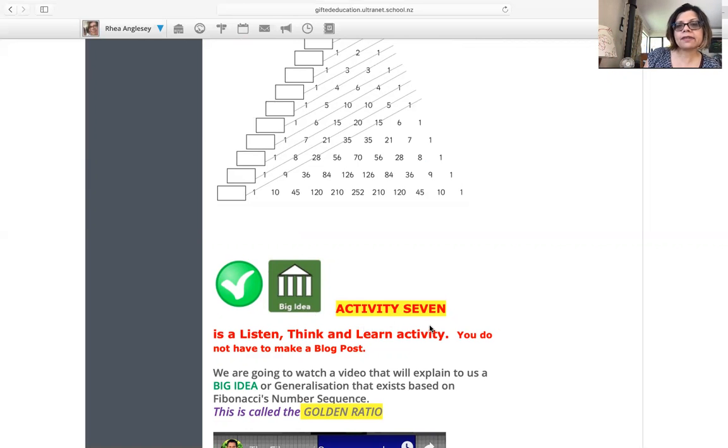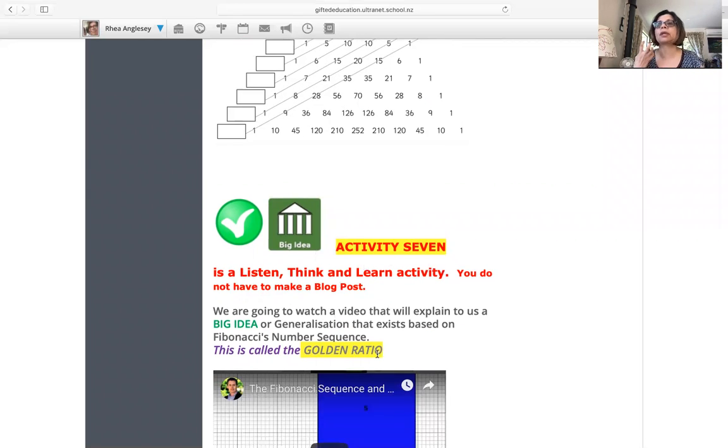So activity 7 is a listen, think, and learn activity. You do not have to make a blog post. You're coming to terms with a big idea. We are going to watch a video that will explain a big idea or generalization that exists based on Fibonacci's number sequence. It's called the golden ratio. And guys, the golden ratio is there everywhere, in art, in maths, in life, in buildings, in architecture, everywhere. Even in our faces, even in the way we are made, because we are made by nature.